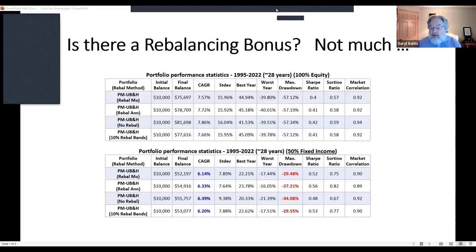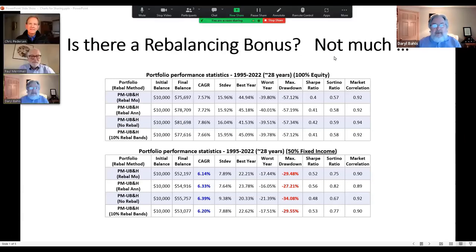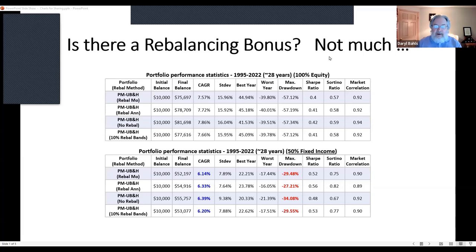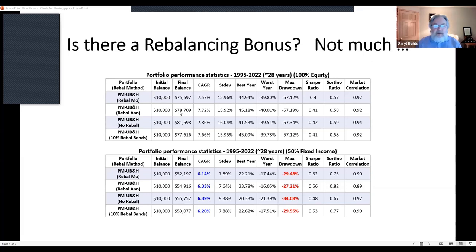Yeah, I think that's consistent with what I've seen. I did a little study here earlier this week based on some hints that Chris gave me. Let me see if I can find it here. There we go. Using Portfolio Visualizer. Is there a rebalancing bonus? Well, yeah, sort of, but it's not much. Paul, I think, will probably disagree with that. But I looked at four different methods: rebalancing monthly, annually, never, basically, and then I looked at the 10% rebalancing bands.